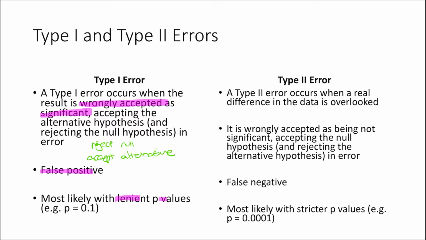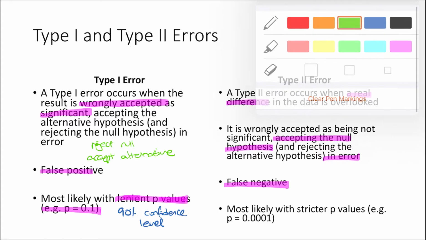And this happens when we employ a really lenient p-value. When p equals 0.1, we only need to be 90% confident that the results haven't occurred due to chance, which is actually allowing a lot of room for error there. A type 2 error, this is a false negative. This is when a real difference does exist, but we're overlooking it, i.e., we're accepting the null hypothesis, we're saying that there is no difference or association here, when there actually is.